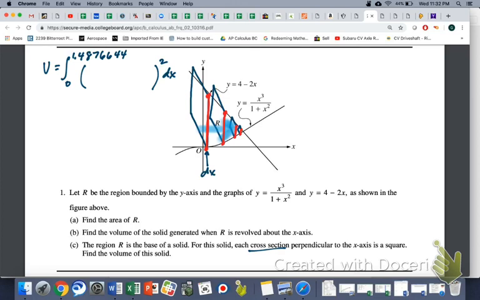And so in here for my side length, I'll put 4 minus 2x, which is the line, minus x cubed over 1 plus x squared, which of course is the curve. That'll give me the side length of the square. Squaring that'll give me the cross-sectional area. Once again, it'd be time to turn to Math 9 to figure out an approximate value for this volume. And when I do that, I get volume is equal to 8.997, rounded to 3 decimals.